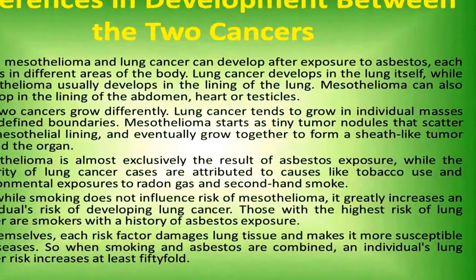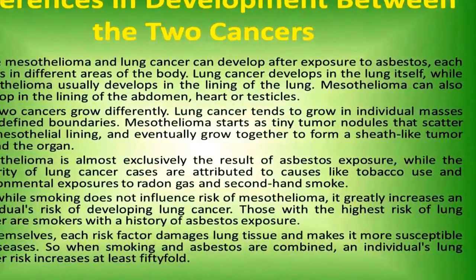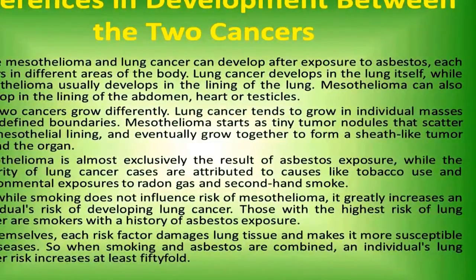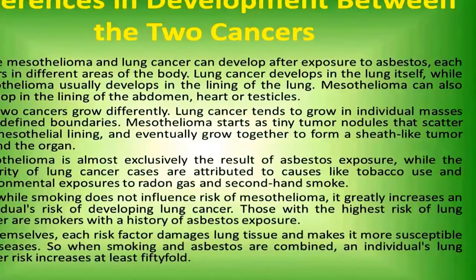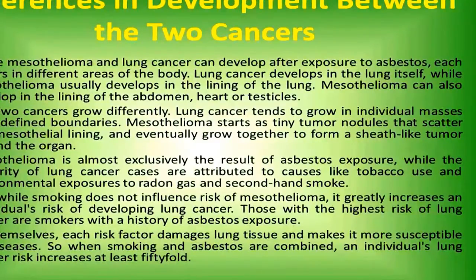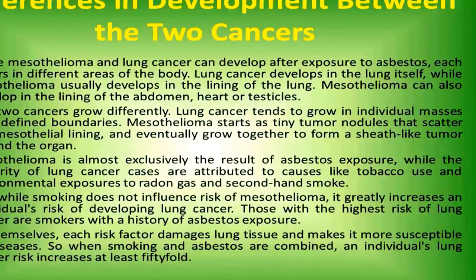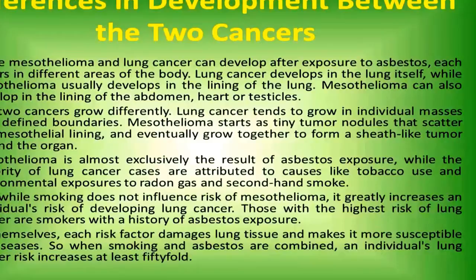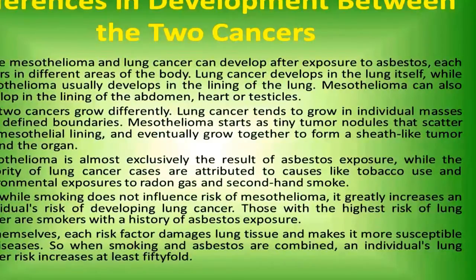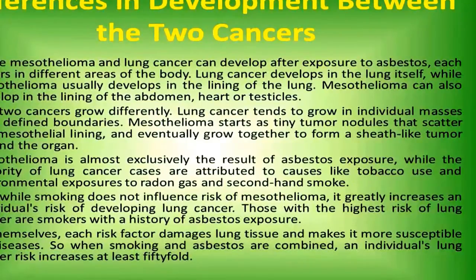Differences in development between the two cancers. While mesothelioma and lung cancer can develop after exposure to asbestos, each occurs in different areas of the body. Lung cancer develops in the lung itself, while mesothelioma usually develops in the lining of the lung. Mesothelioma can also develop in the lining of the abdomen, heart or testicles. The two cancers grow differently.